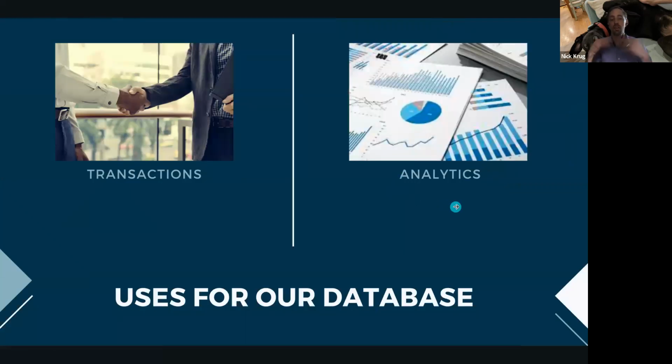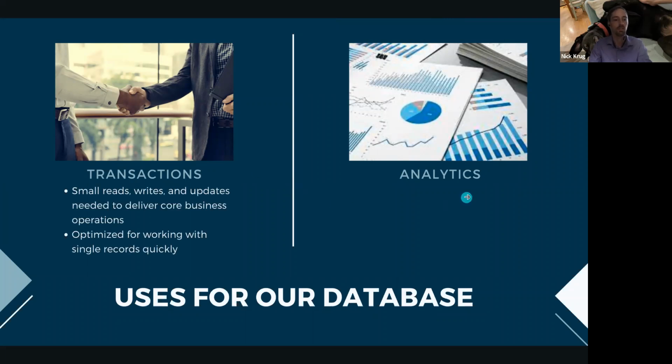So now that we basically have a fully built out database, what are we doing with it? Well, we have optimized our database for this left side of things, the transactions. These are the small reads, writes, and updates that we're going to need in order to deliver on our core business operations. So the databases that you would select for this, Oracle, Postgres, MS SQL, et cetera, they're all optimized for working with single records quickly. These are all your OLTP database or online transactional databases.